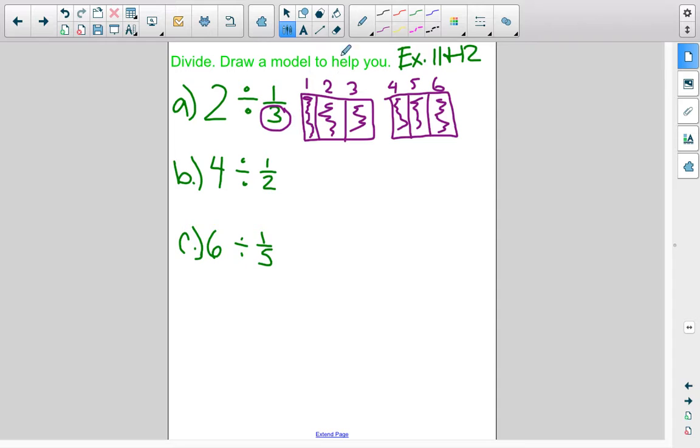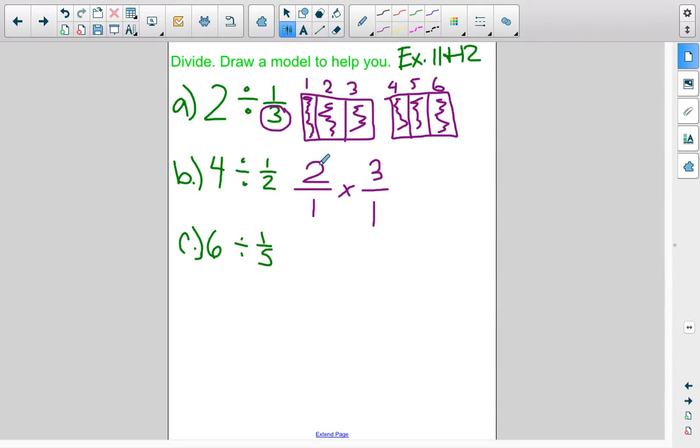Now I'm going to prove this to you and show it to you the mathematical way. So here we have 2. Well, 2 is a whole number. Let's change it to a fraction, and we do that by putting it over 1. We change our division sign to multiplication. And then I see this 1/3 fraction. You want to multiply by the reciprocal, which also means kind of the opposite. Well, the opposite of 1/3, if I flip it, is 3 over 1.